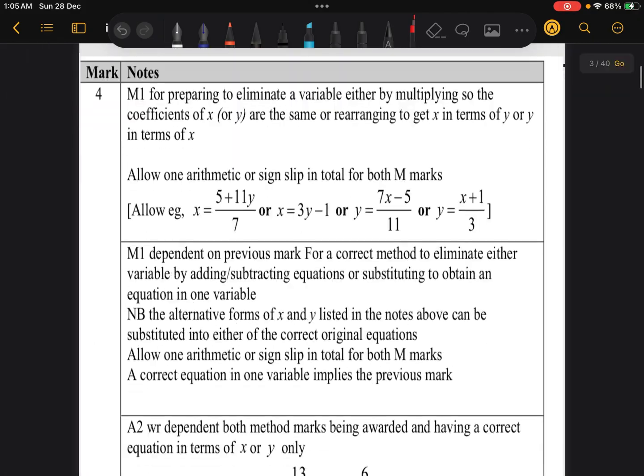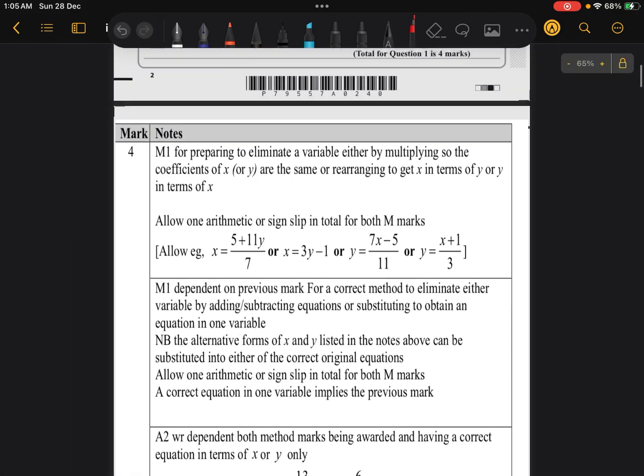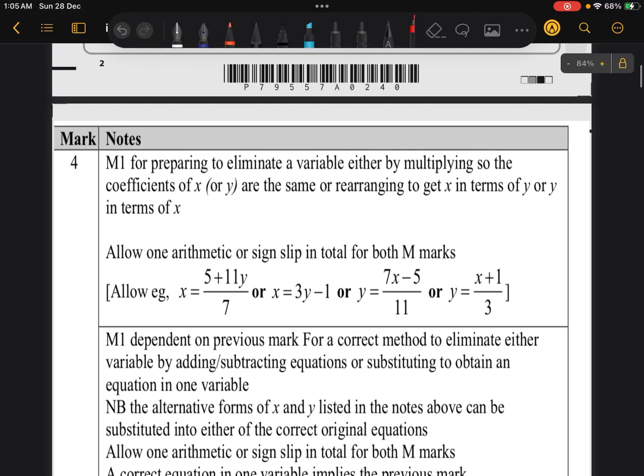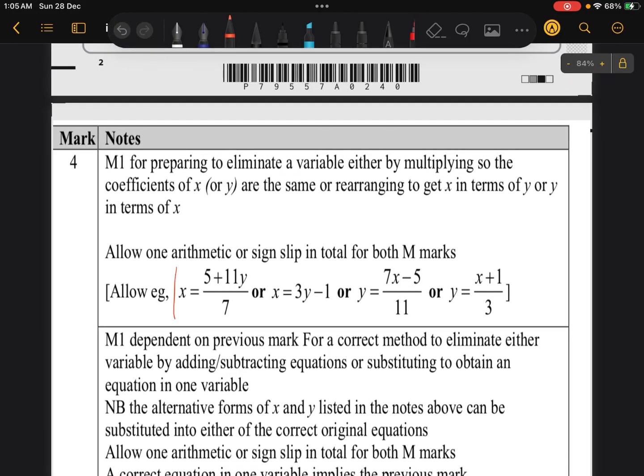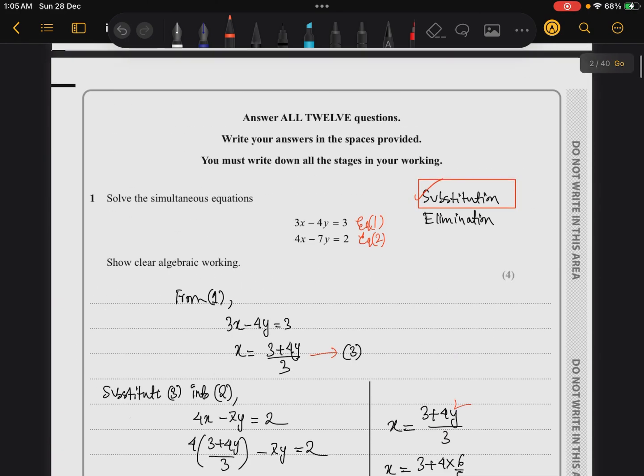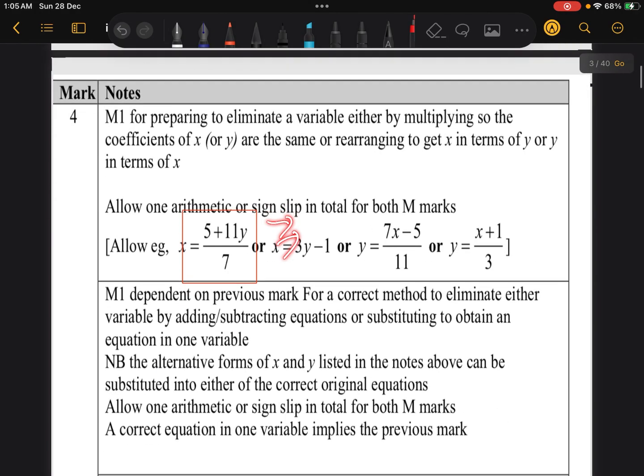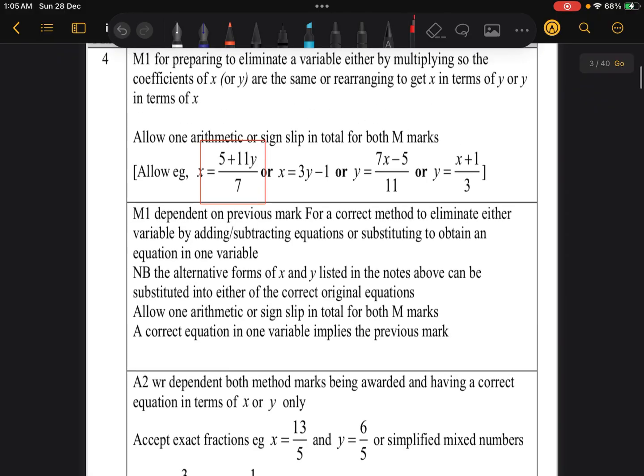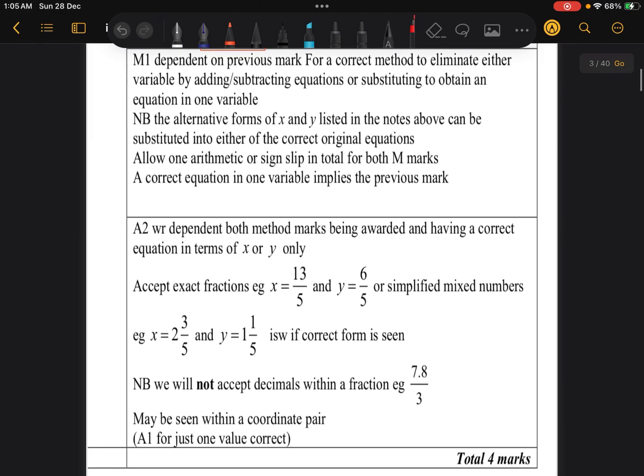So I have the mark scheme right here. As you can see, the first mark is given for making the variable. You can either make x the variable, so they used equation 2, or you can actually use this as well. It doesn't matter. So you can use this or this. And then you substitute the value of whatever variable you have made into the other equation. And then you calculate the value of x and calculate the value of y.